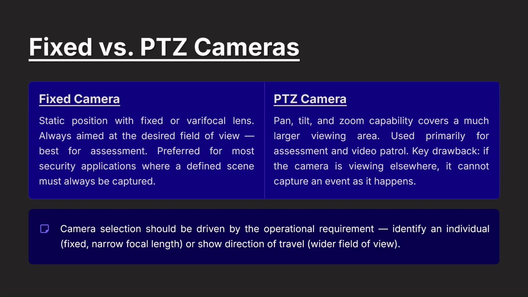Cameras can be broadly classified into fixed and PTZ types, each serving different purposes. Fixed cameras remain in a constant position and are ideal for continuous monitoring of specific areas. They are reliable and ensure critical zones are always covered. PTZ, pan, tilt, and zoom cameras offer flexibility, allowing operators to adjust the view and track movement across larger areas. However, they can only focus on one area at a time. Choosing between fixed and PTZ cameras depends on operational needs, whether consistent coverage or dynamic monitoring is more important.